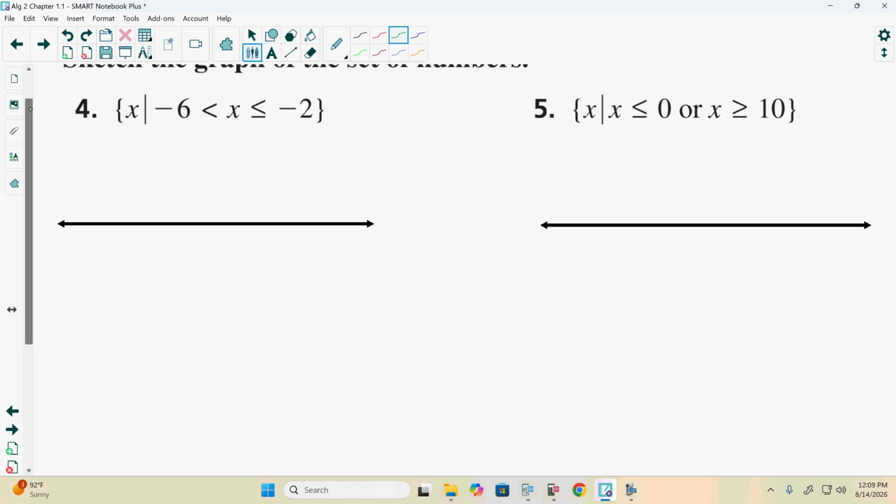I'm not going to make you put a 0 and space it out. Just what information is given? What are we actually trying to graph? Here, the set of all real numbers such that -6 is less than x is less than or equal to -2. It's a bounded interval, yes? So we have two main endpoints. One of them is -6, the other is -2.